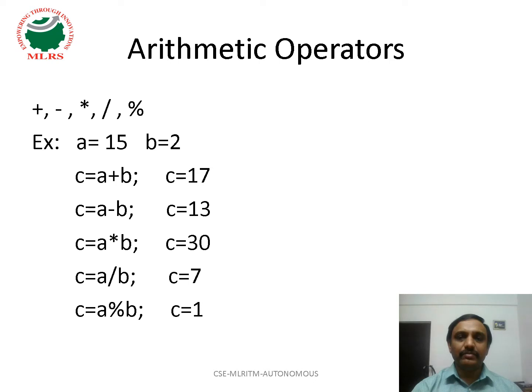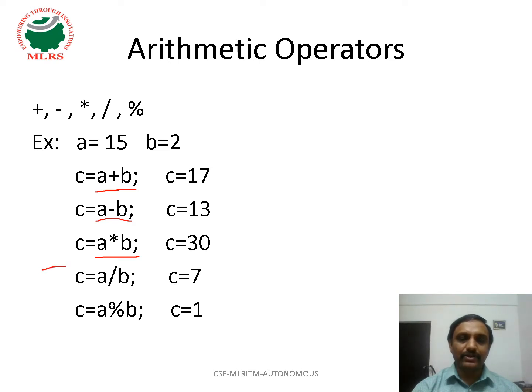First one is arithmetic operators. C language has 5 arithmetic operators. Those are addition, subtraction, multiplication, division, and modulus. So observe this addition operation, subtraction, and multiplication operation.